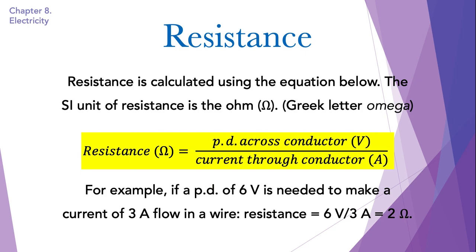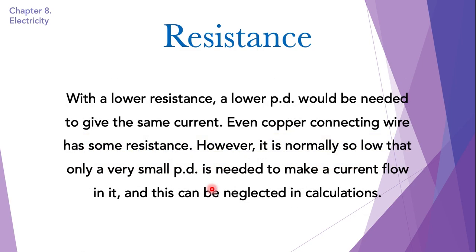With a lower resistance, a lower potential difference would be needed to give the same current. So even copper connecting wire has some resistance. However, it is normally so low that only a very small potential difference is needed to make a current flow in it. And this can be neglected in calculations.